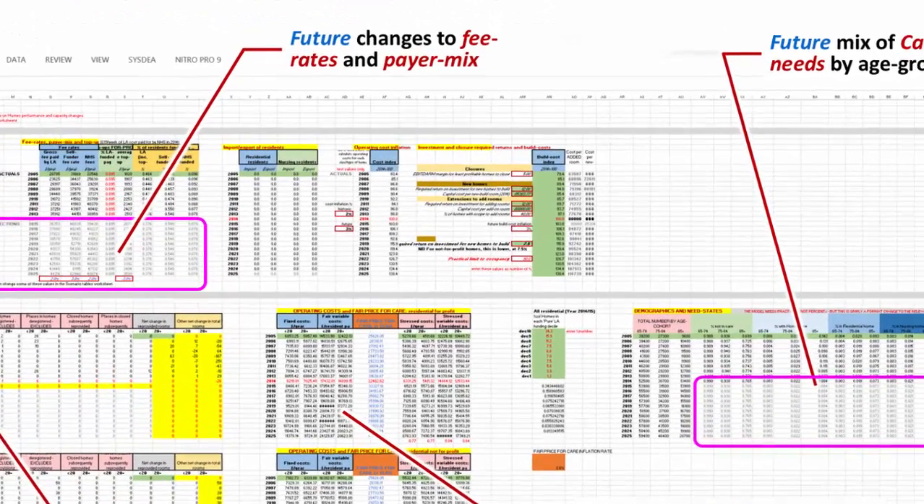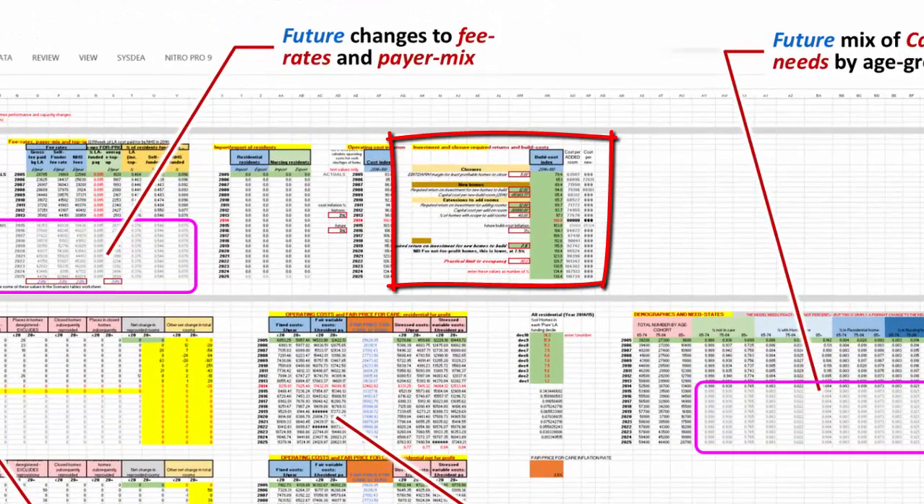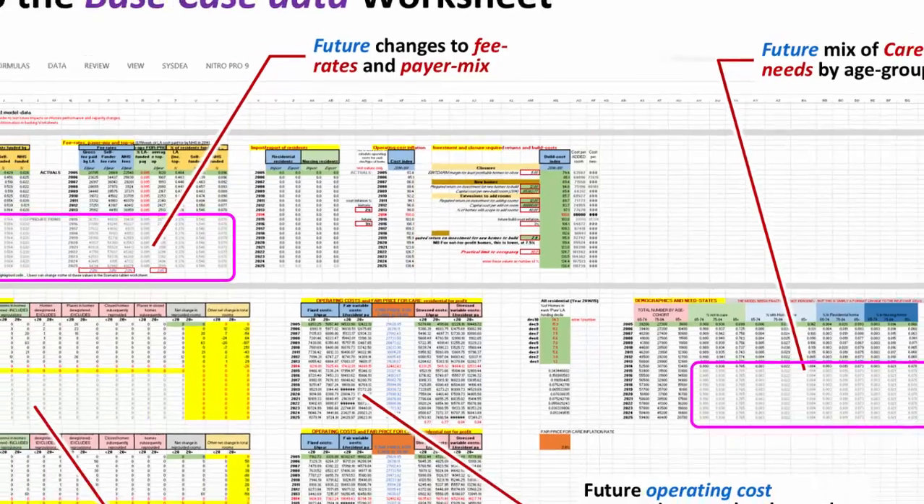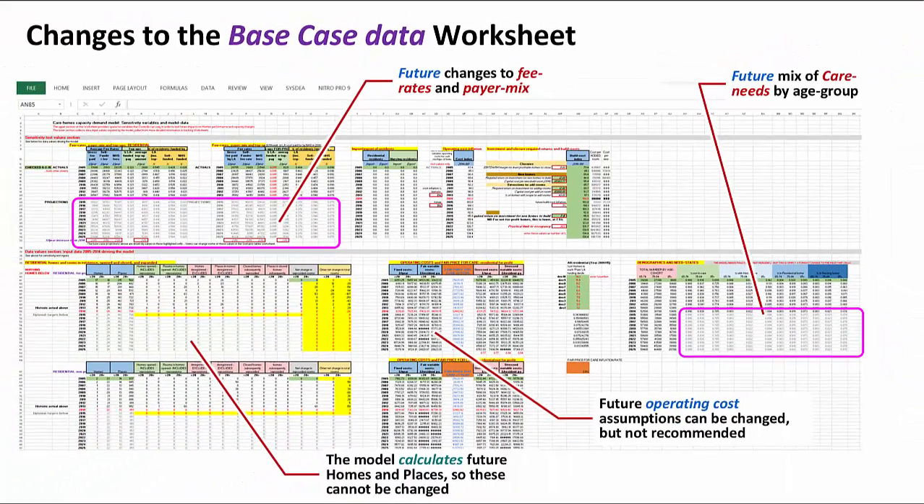The section upper right concerns the building costs for opening new homes or adding rooms and the required rates of return for providers if they're to consider adding homes or rooms. So it's unlikely that you'll want to change those assumptions either. So if you want to change the base case assumptions concerning fee rates, the payer mix, or the care needs of each age group, those grey text areas of the base case worksheet is where you do it.